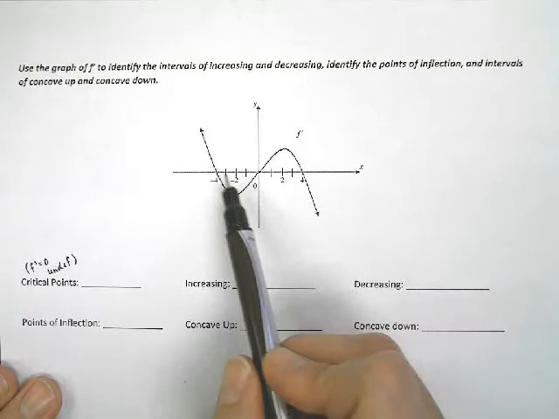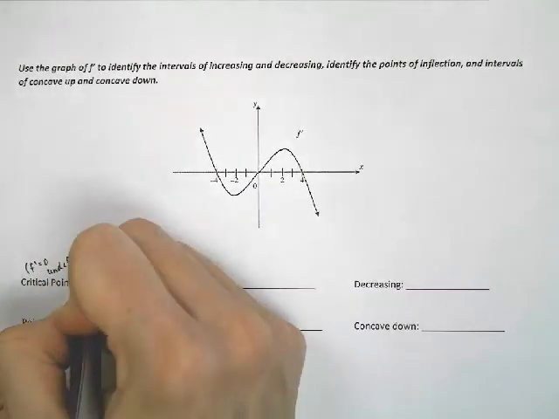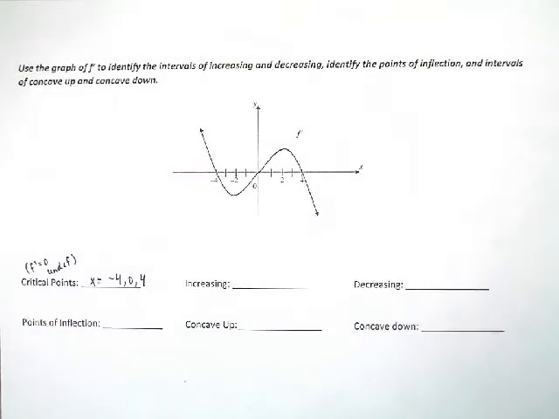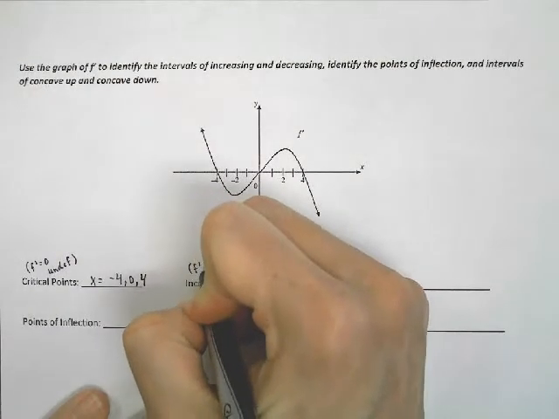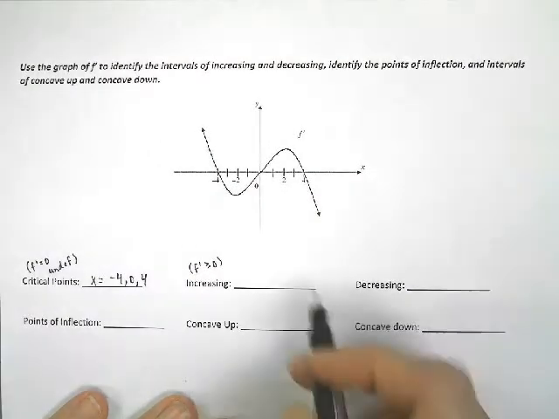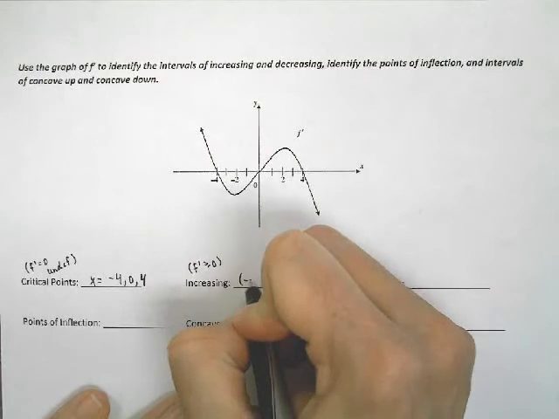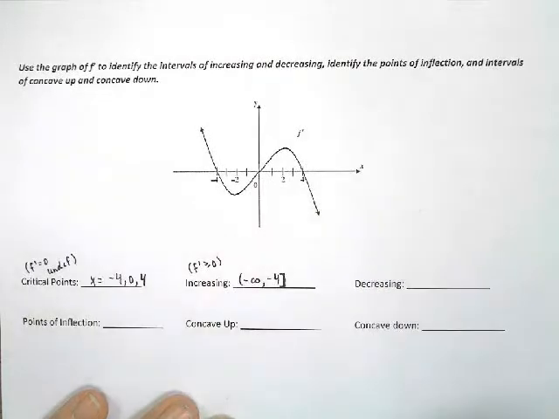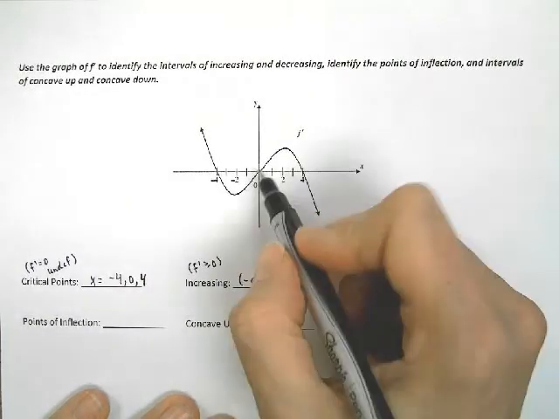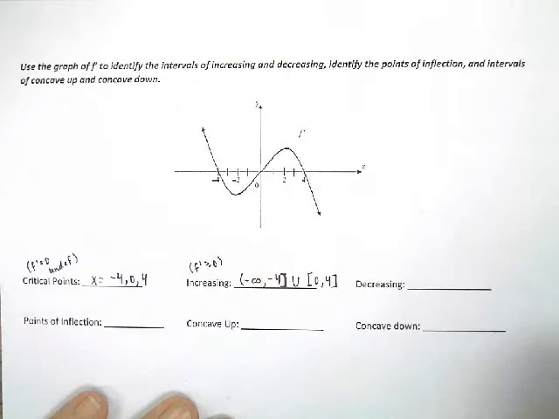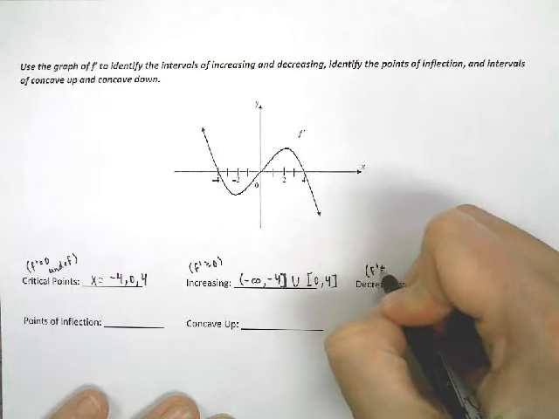Increasing, I know, is where f prime is greater than or equal to 0. So I'm talking about above the x-axis here. So negative infinity to -4. Oops, excuse me, that should be closed because it's first derivative. And then I'm above the x-axis again between 0 and 4. Decreasing is just the opposite. So I'm looking below the x-axis. That's going to happen here from -4 to 0. And then again at this tail end from 4 to infinity.